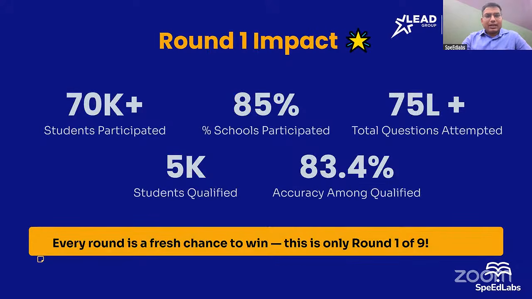The impact of the last round was that more than 70,000 students participated, and more than 85% of the schools participated. So those are very good achievable numbers. More than 75 lakh student questions were practiced throughout grade 6 to grade 12, and approximately 5,000 students qualified. The accuracy for the toppers who qualified was consistent at 83.4%, which is more than the goal desired. Our desired round qualification accuracy is just 70%, but those who qualified had 83%. So that's very good.